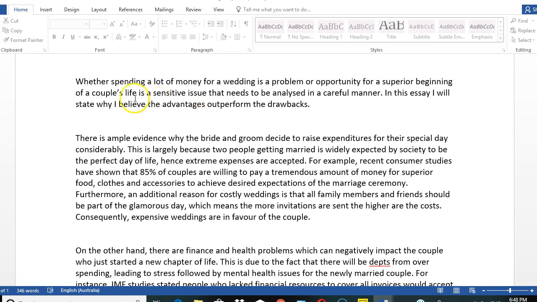Yes, perfect. Whether spending a lot of money on a wedding is a problem of opportunity for a superior beginning of a couple's life is a sensitive issue that needs to be analyzed in a careful manner. In this essay, I will state why I believe the advantages outperform the drawbacks. Okay, this is a very nice start.